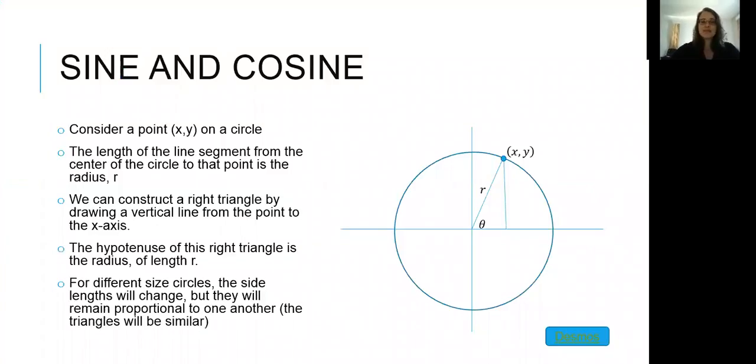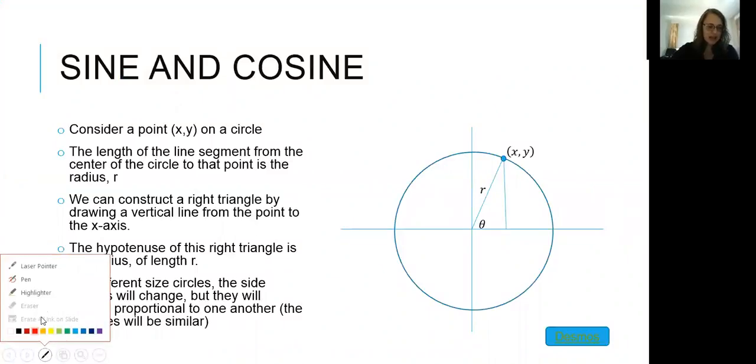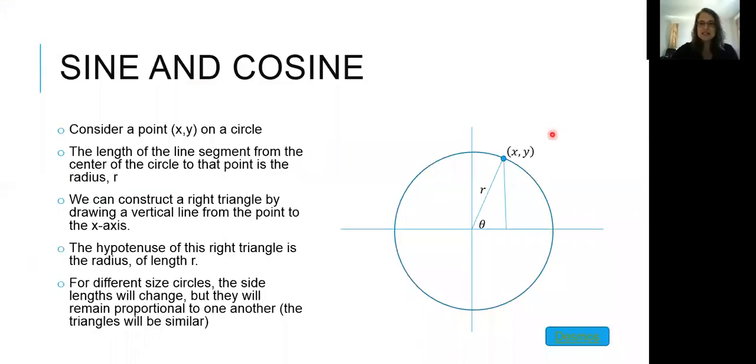So right away we're going to jump right into it. Let's think for a minute about a point on the circle. Any point, pick one, and we're going to talk about it in general. Let's go point x, y. Some point on the circle with coordinates x, y. Now, I want you to think for a minute about the length of this line from the center of the circle, in this case the origin, to that point. The length of that line is r, the radius of the circle.